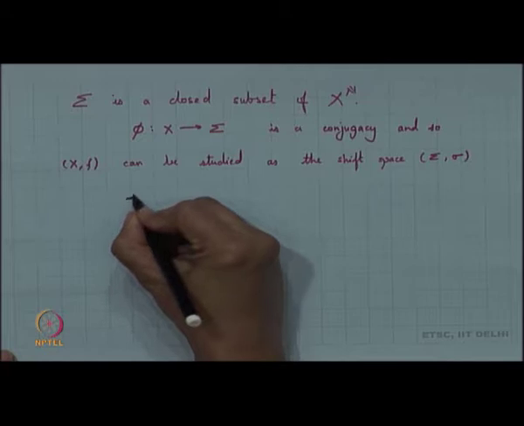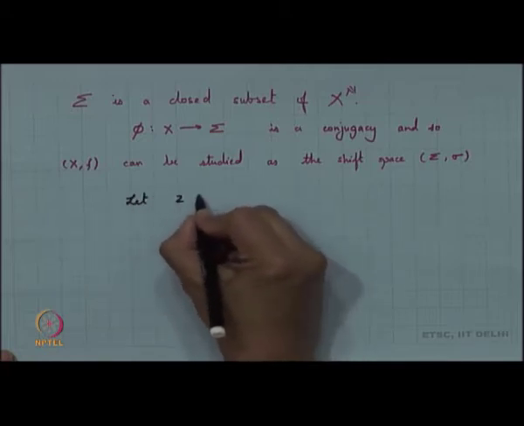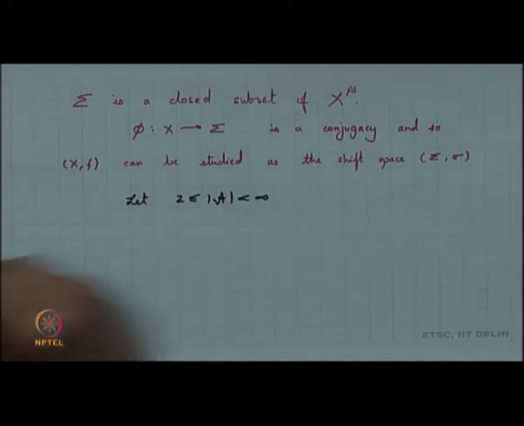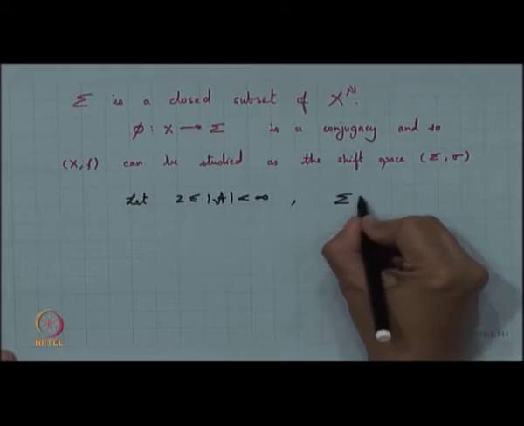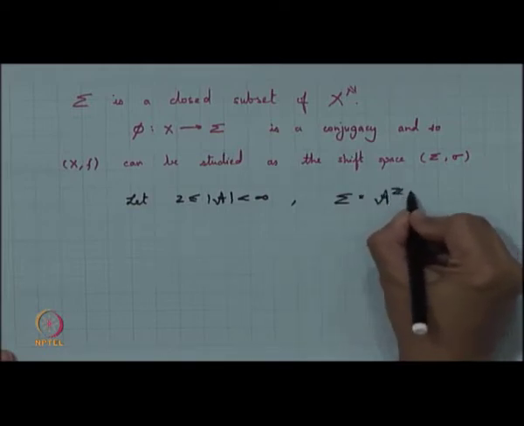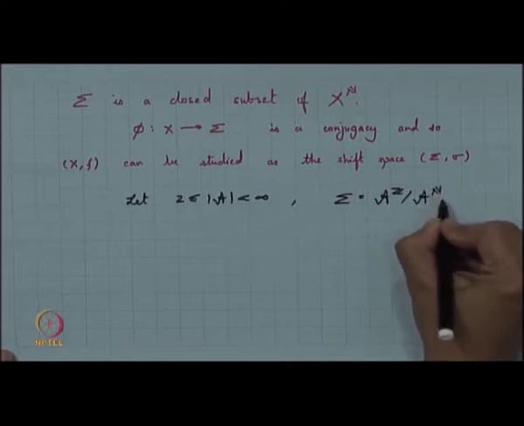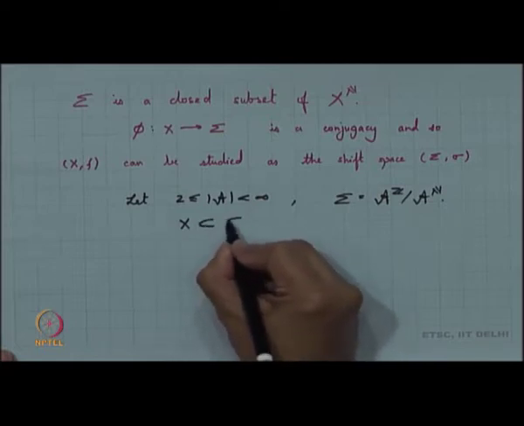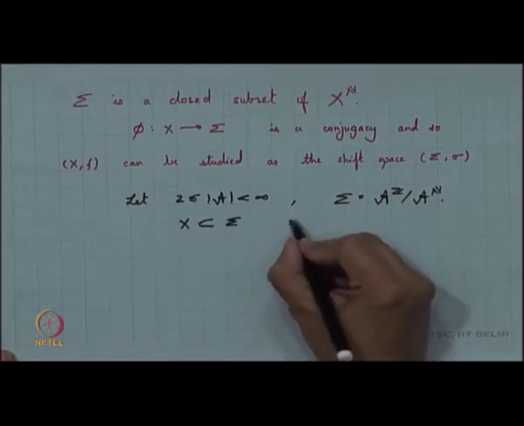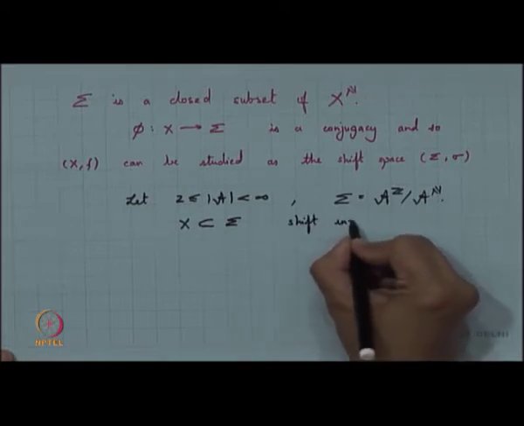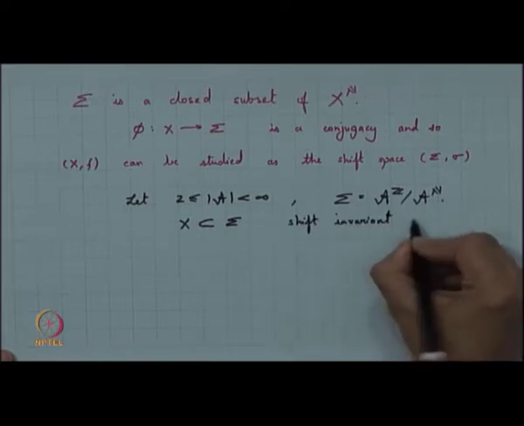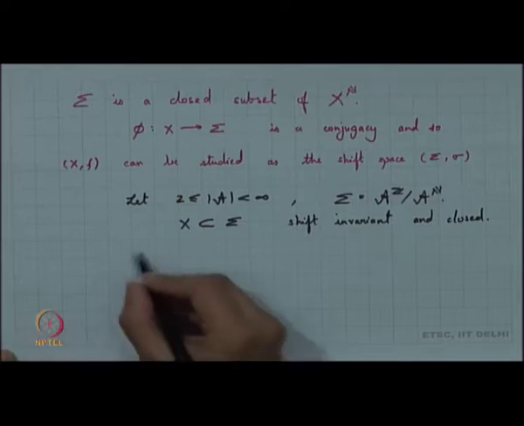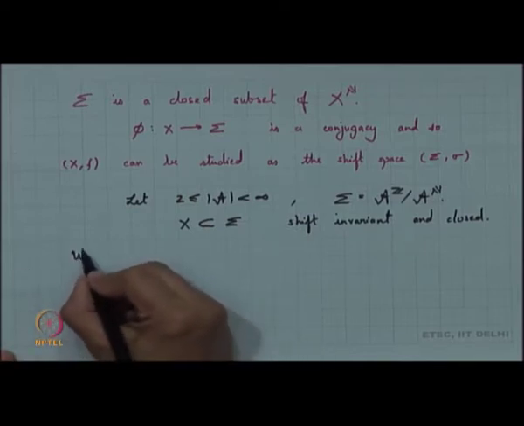So, we are getting back to our alphabet set such that it contains at least 2 elements. So, this is our alphabet set, and now our space sigma happens to be A to the power Z or A to the power N, and we are taking x to be a subset of sigma which is shift invariant and closed. So, a closed shift invariant subset, and we are interested in the subshift. So, we consider the subshift.